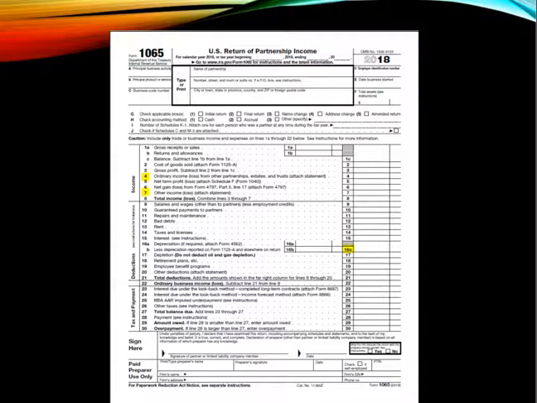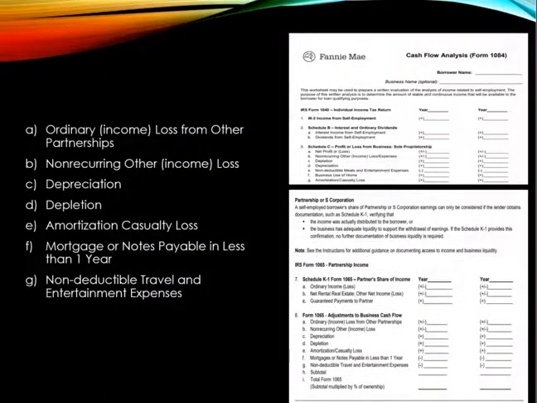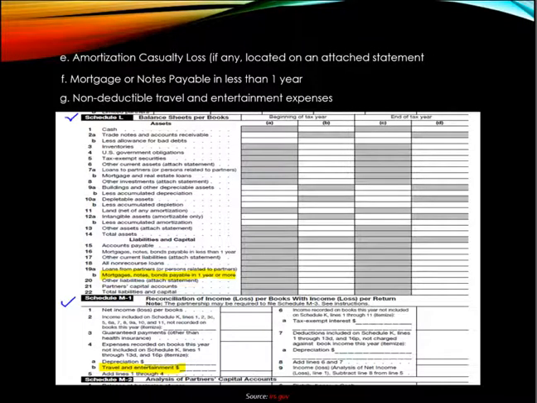And this is just the actual page 1 that we just looked at, just a little clearer. This is where you would pull your income from to document on your cash flow analysis form. And this is where you would document all that information that you found.